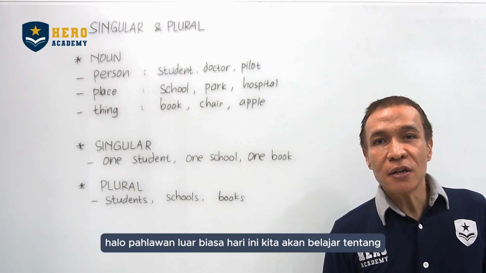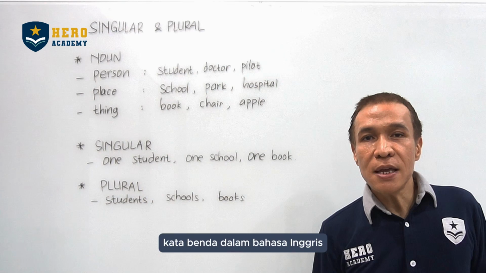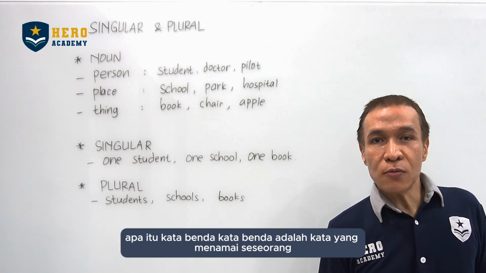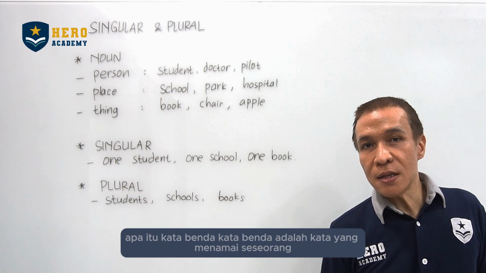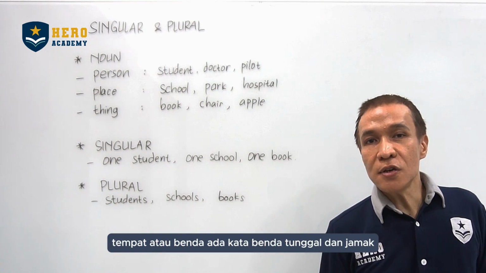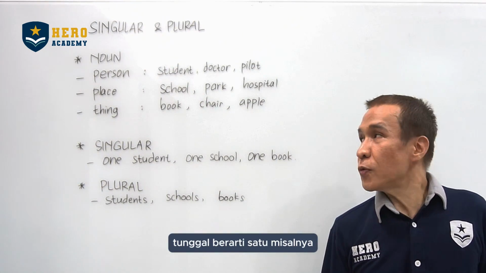Hello amazing heroes! Today we're going to learn about singular and plural of a noun in English. What is a noun? A noun is a word that names a person, place, or thing. There are singular and plural nouns. Singular means one.